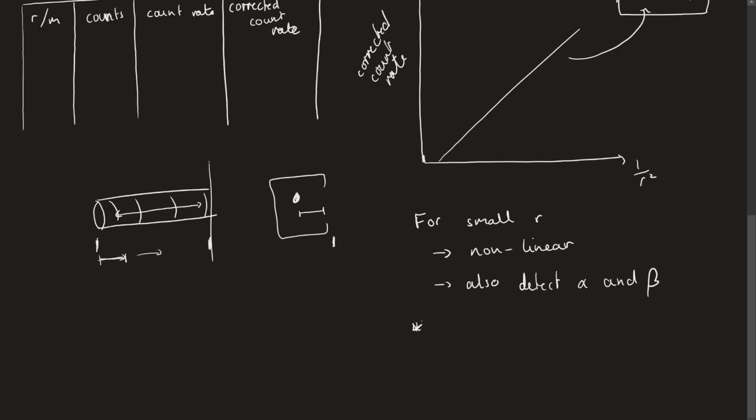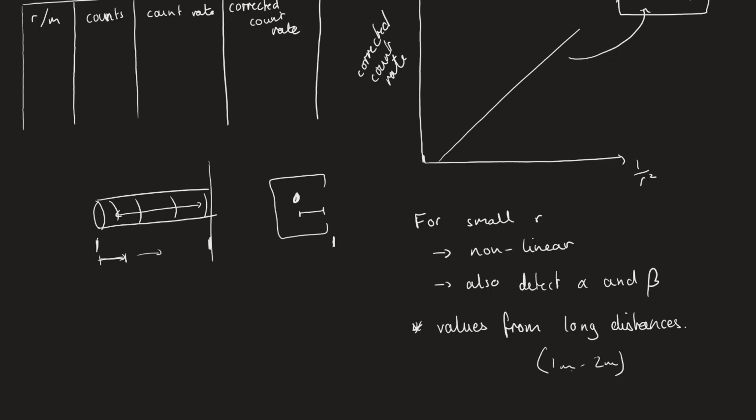This is why, to correct this, you want to take values from large distances. Now, when I say large distances, I mean maybe 1 meter to 2 meters. Okay, you obviously don't want to go 50 meters away because then you barely detect anything. You still want to make sure that you're getting a decent variety of readings. So you want about 6 measurements from between 1 meter to 2 meters, and then plot your graph from these measurements.